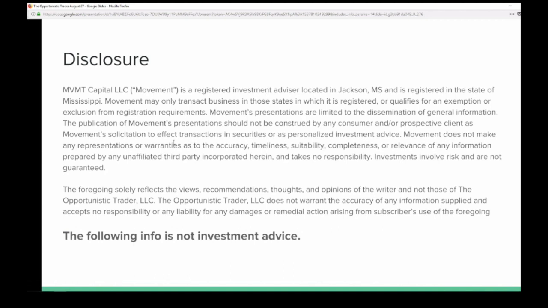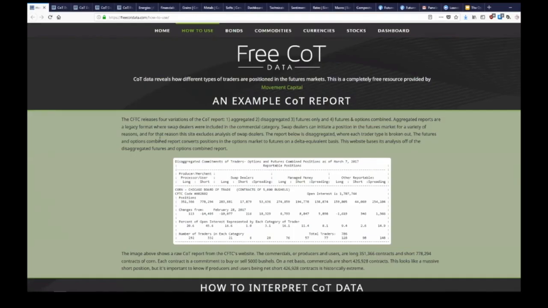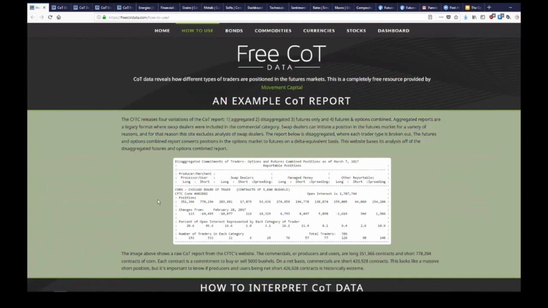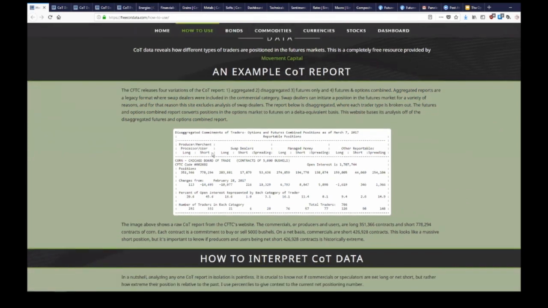So right off the bat, none of this is investment advice. So, for those listening, don't treat it as such. But for any new listeners, here's what I cover. The first thing is COT data, and COT data is looking at how people are positioned in the futures markets. And this is what a basic COT report looks like. You've got different categories, and then within those categories, you've got longs and shorts.